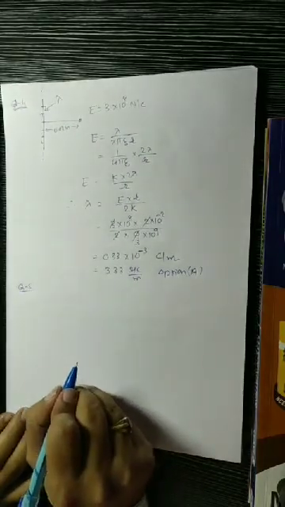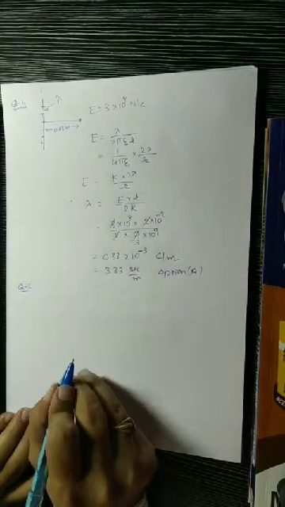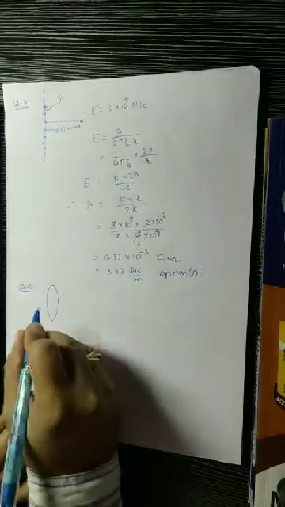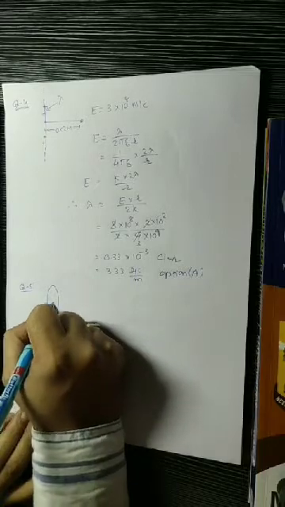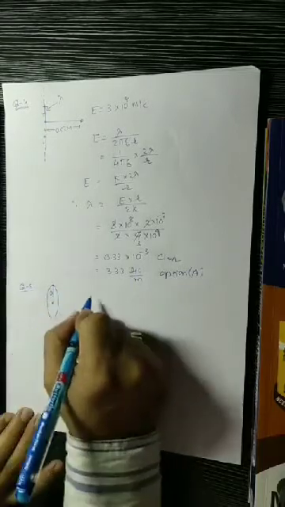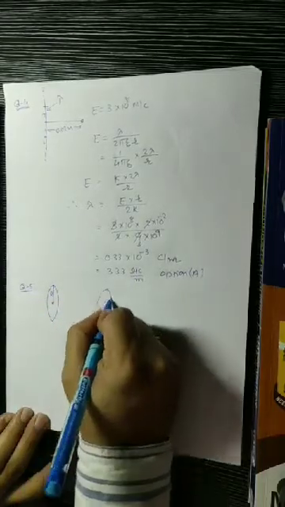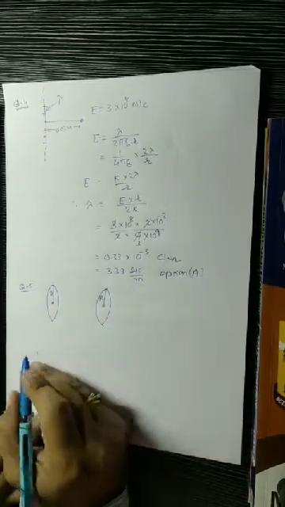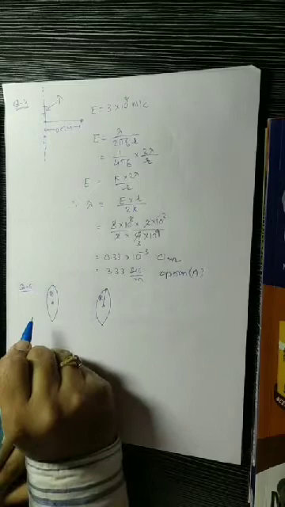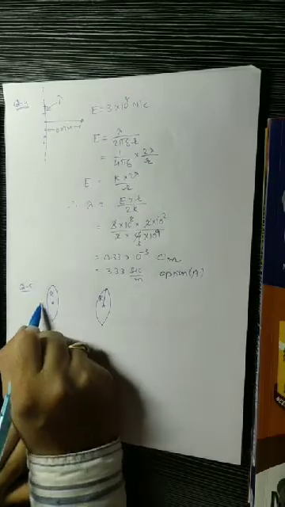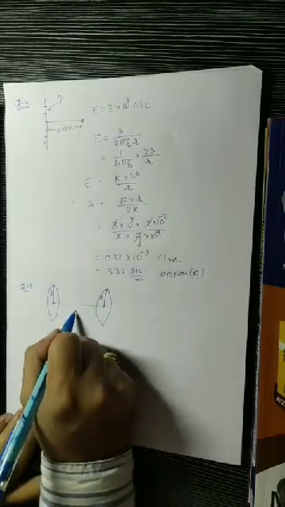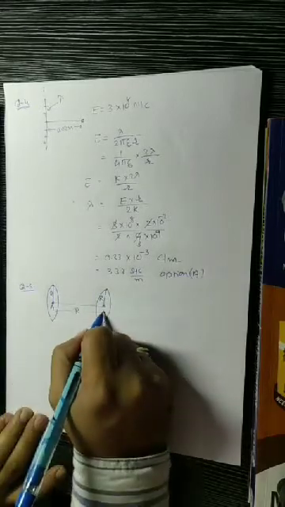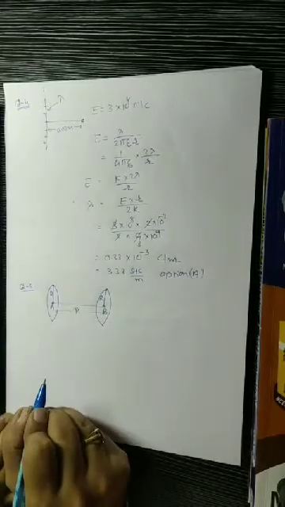In question number 5, we are given two identical rings of radius capital R. Both are identical, they have the same radius capital R. They are kept on the same axis at distance R apart. Distance between them is also R. The center of the first one is A, the center of the second one is B.